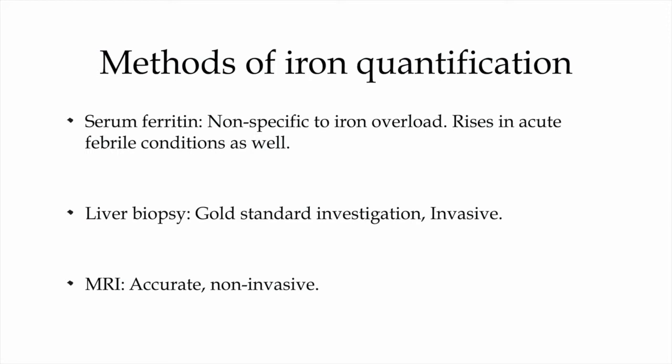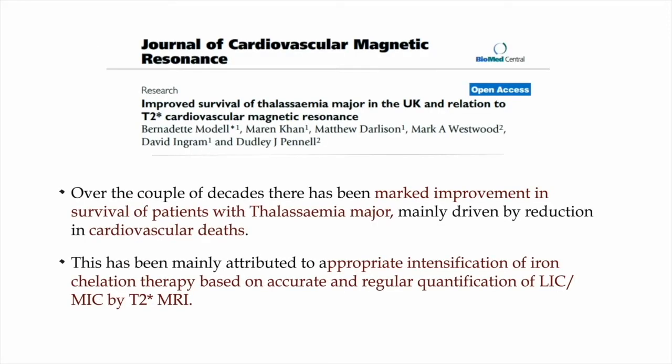There are a few methods of iron quantification. First is the serum ferritin, but serum ferritin is a very non-specific and non-sensitive investigation for iron overload. It rises in acute febrile conditions as well, so it is very non-specific. The liver biopsy is the gold standard investigation to assess the iron in the liver tissue, but it is an invasive investigation and the patient cannot undergo repeated liver biopsies in his or her lifetime. On the other hand, MRI is proved to be an accurate technique and it is also a non-invasive technique for iron overload quantification.